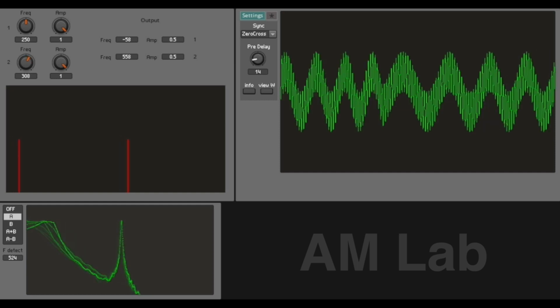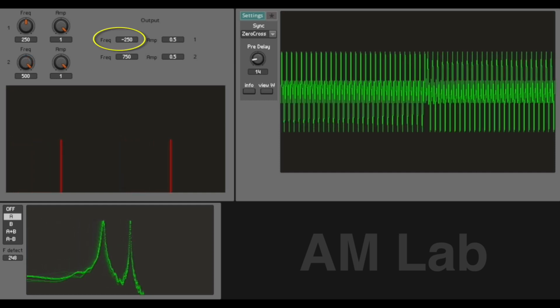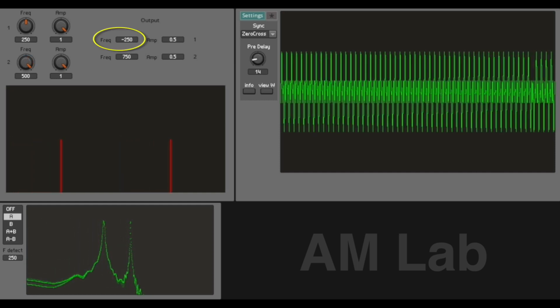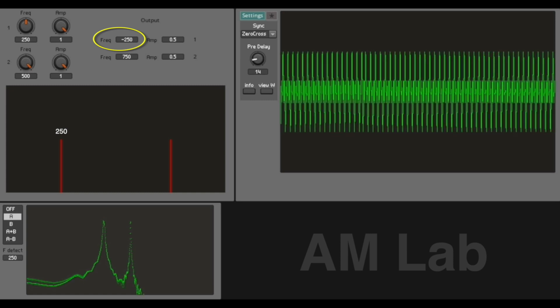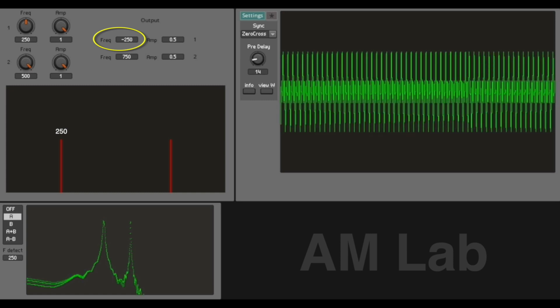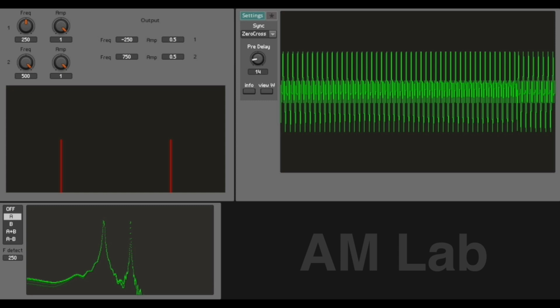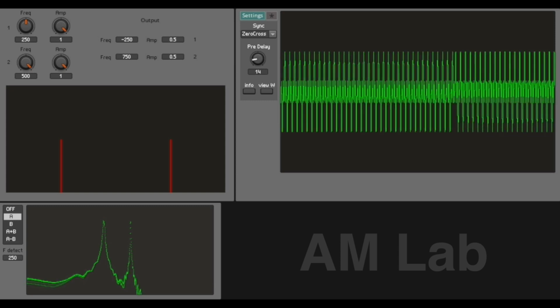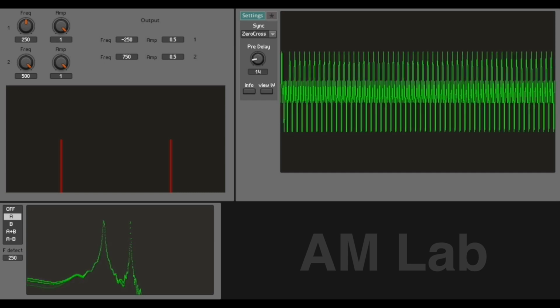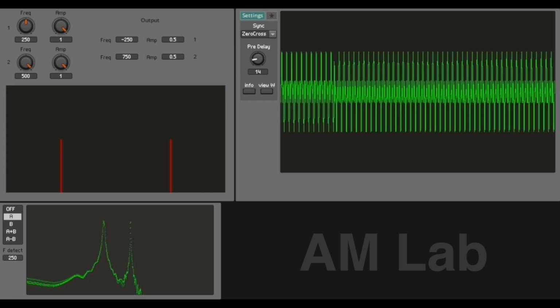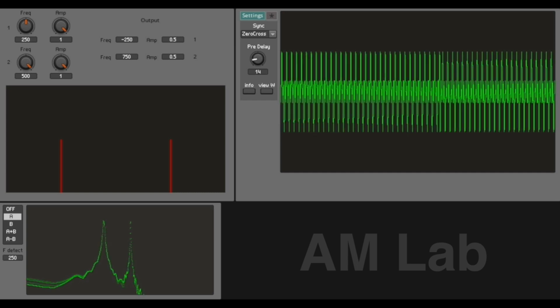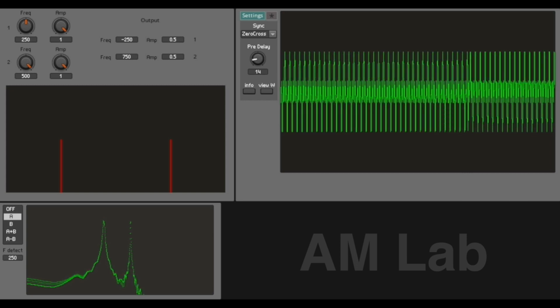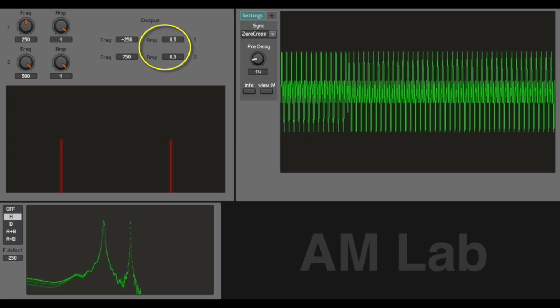In reality, the difference component becomes negative. But perceptually, there's no difference between positive or negative versions of the same frequency, only a potential difference in phase. Your ears and the spectrum analyzer can't tell the difference. This is true for both analog and digital AM, but for digital, we also have a similar reflection at half the sample rate due to aliasing. We can see that each output component is half of full scale, as expected.